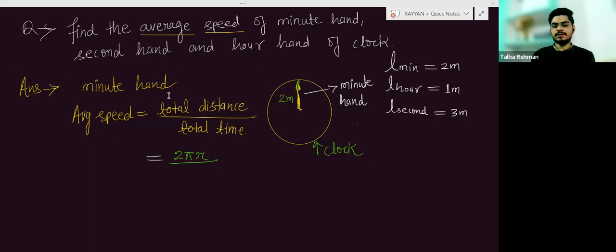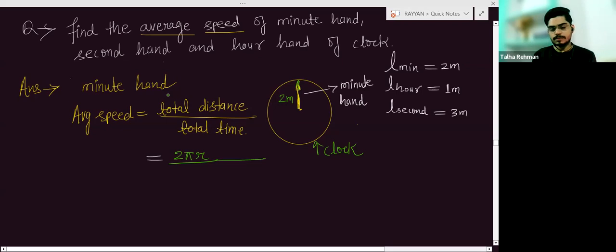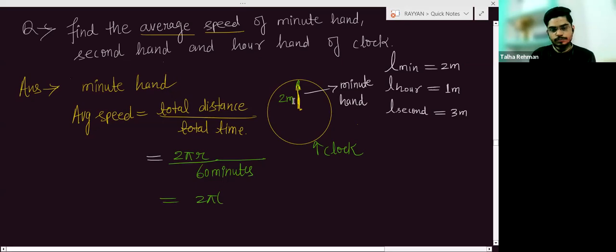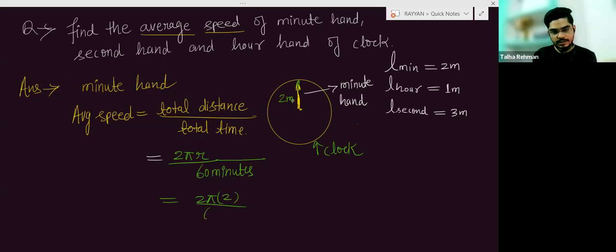Okay, so 2 pi r divided by the total time taken by the minute hand, which will be 60 minutes. So 2 pi, and the length is 2 meters, and 60 minutes you will convert into seconds, so it will become 3600. Cancelling, the answer will become pi divided by 900 meters per second.